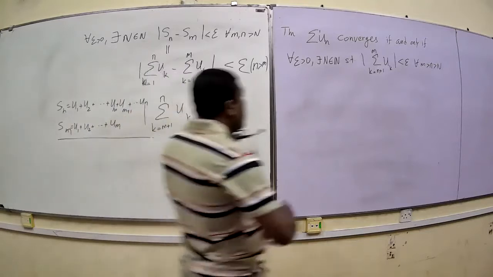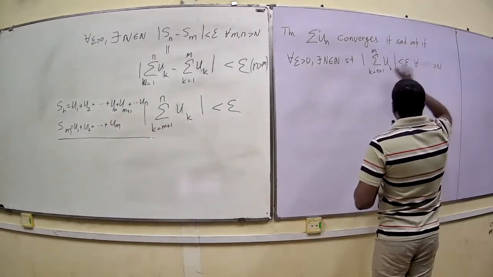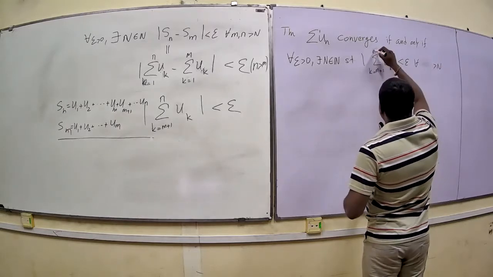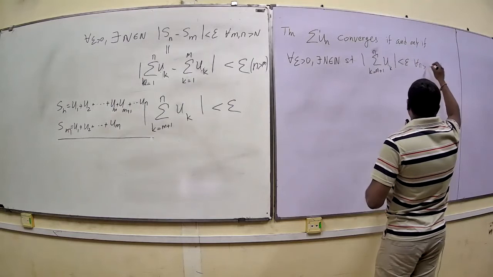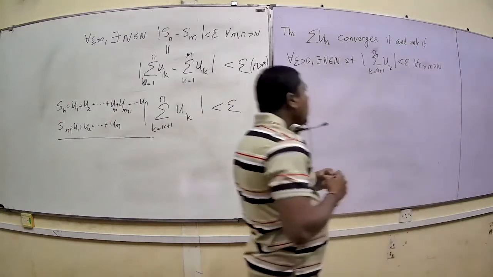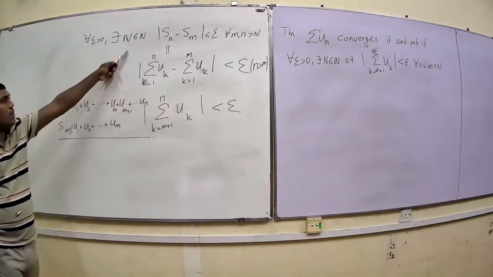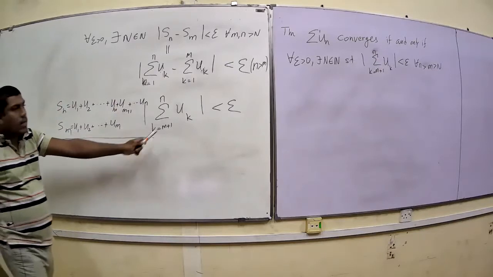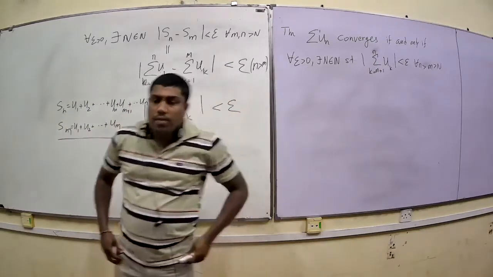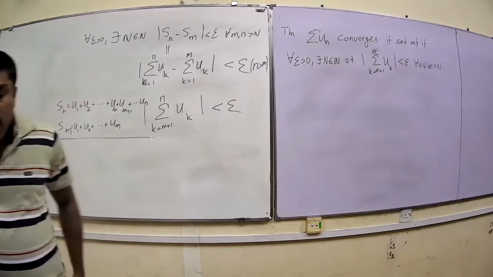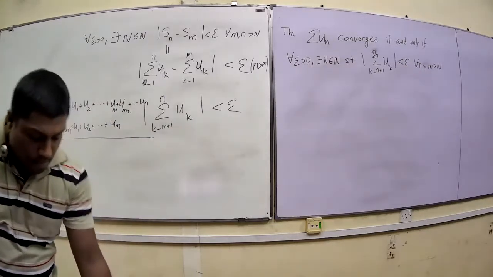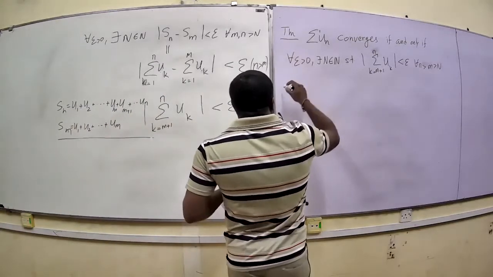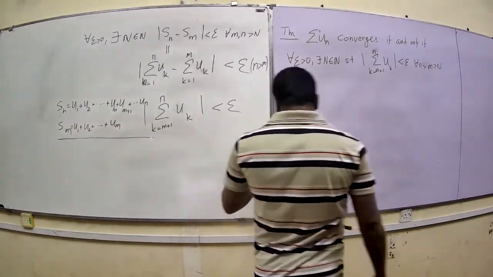Then I will match with this notation, so let me change this a little bit: n plus 1 up to n, for n greater than N. Now you see that the Cauchy condition of this sequence is equivalent to this. That is what we wrote here: convergence of the series is equivalent to the Cauchy condition of the sequence. So I can write the proof of this theorem now.